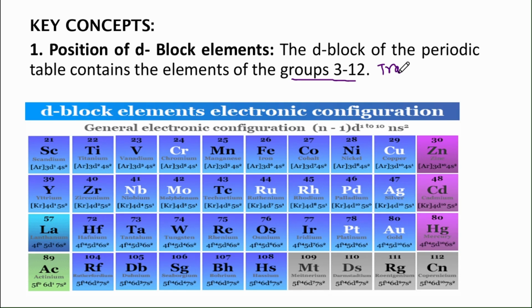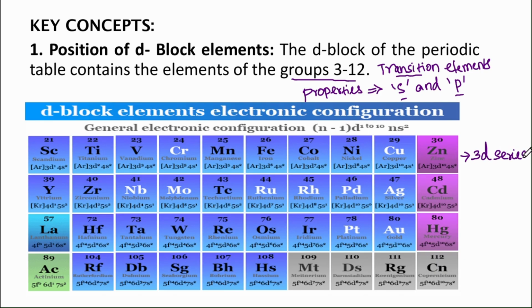These elements are also called transition elements because their properties are in between the s and p block elements. So, they are considered transitional between the s and p block elements. This d block contains 4 rows and each row is considered a series. The first row is called the 3d series because in this row the 3d orbitals are partially filled.